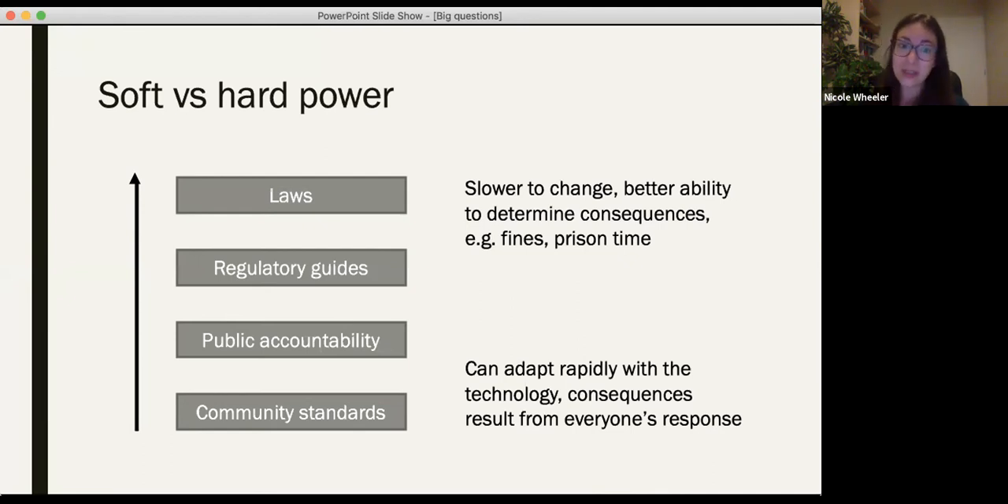On the other end of the spectrum, in terms of soft power, you can have things like community standards and public accountability. These can change moment to moment, so they're really responsive to new changes, but you have less control over the consequences there. If there's a media report that comes out about bad company behaviour, if there's a lot of news, it might go unnoticed, or if somebody really influential picks up on it, the consequences for that company could be really out of proportion to what they actually did.